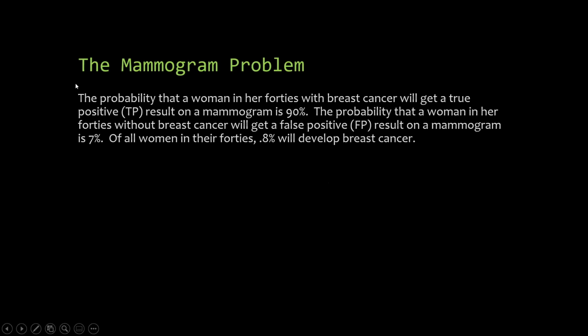So our guided example is the mammogram problem. Here are some facts we're given. The probability that a woman in her 40s with breast cancer will get a true positive result on a mammogram test is 90%. The probability that a woman in her 40s without breast cancer will get a false positive result on a mammogram is 7%. And the last fact we're given is, of all women in their 40s, a little less than 1%, 0.8%, will develop breast cancer.